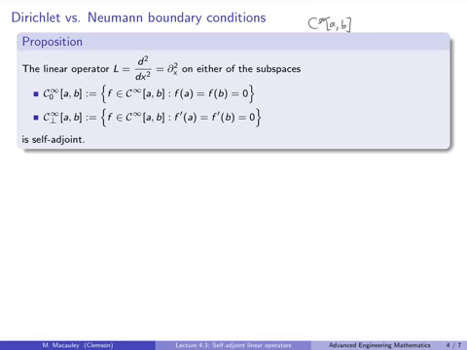So the first one I'm going to say is C0 infinity of AB. These are the smooth functions that vanish at the endpoints A and B. If I were to sketch something like this, suppose A and B are here and here, then a function that would be in this space might look like this. And it doesn't have to be continuous. It could be piecewise continuous.